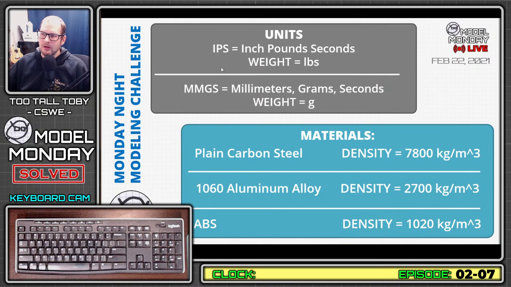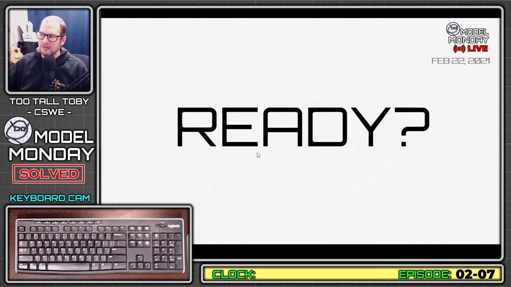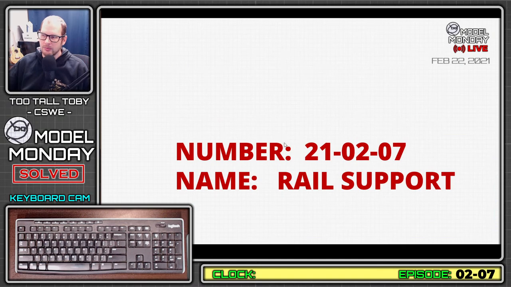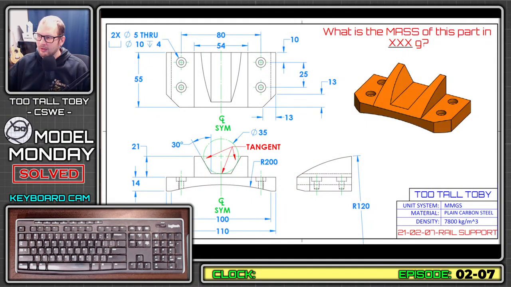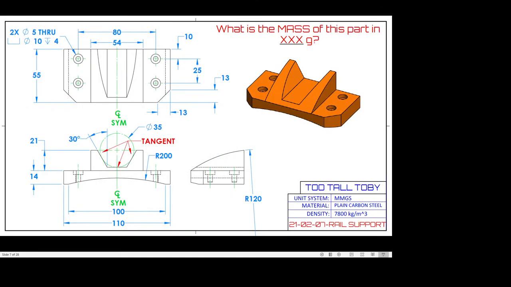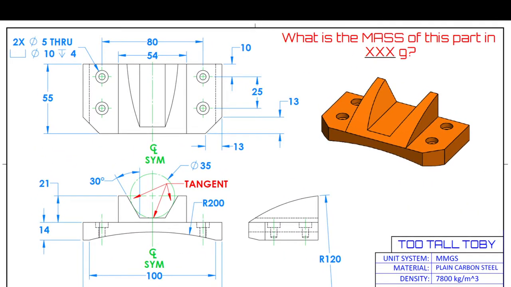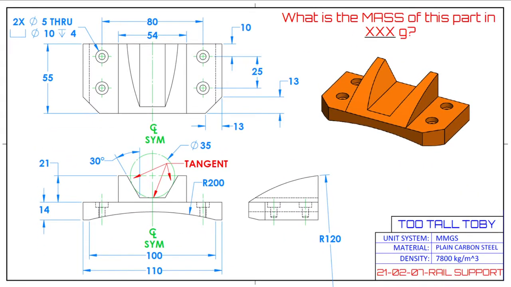The model we're going to go through is going to use one of these materials, one of these unit systems. The model is called Rail Support, and this is what the model looks like. When we do the challenge live, what I always encourage people to do is take a screenshot of the model. I give them a view of the model full screen, and I say this is your chance to take a screen capture so that you can put it on a second monitor and follow along. I'm going to do the same thing and put this on a second monitor. If you want to follow along with me as I'm building this, you might want to do the same thing.